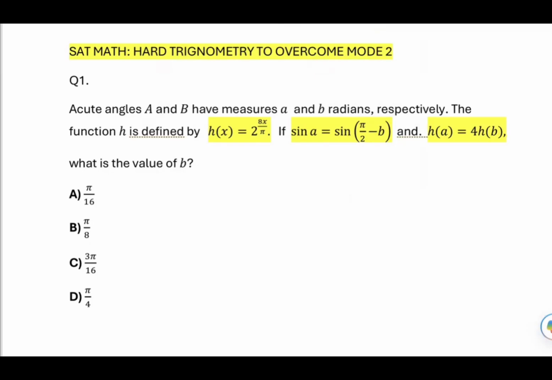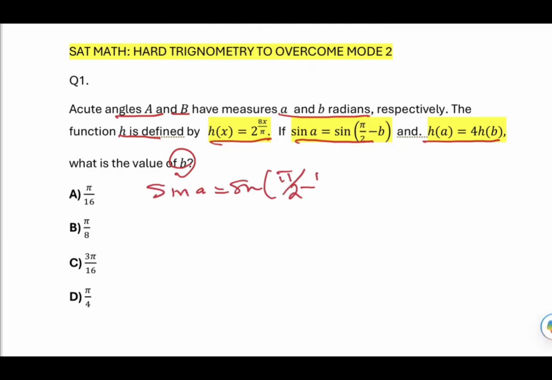Let's go. First question. An acute angle A and B have measures A and B in radians, respectively. The function h is defined by that. Scary one. And it says sine A is equal to sine this. And if h of A equals 4 times h of B, what is the value of B? What do you think? This is basically testing your ability to identify trig identity. The question says sine A is equal to sine pi over 2 B.